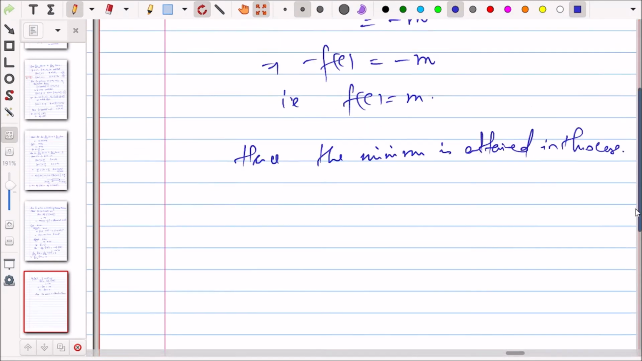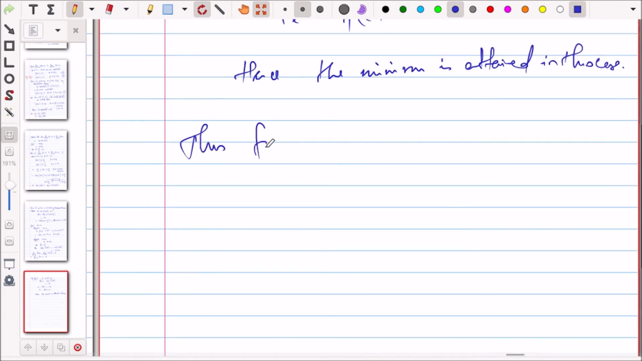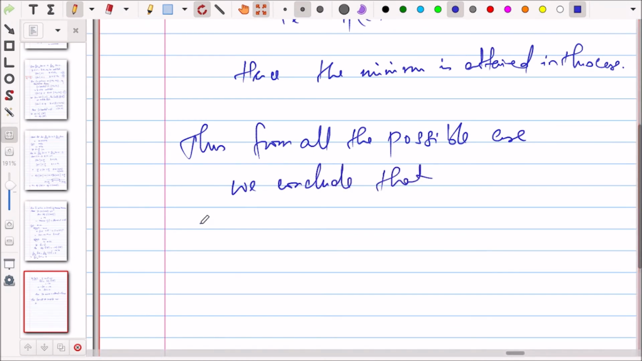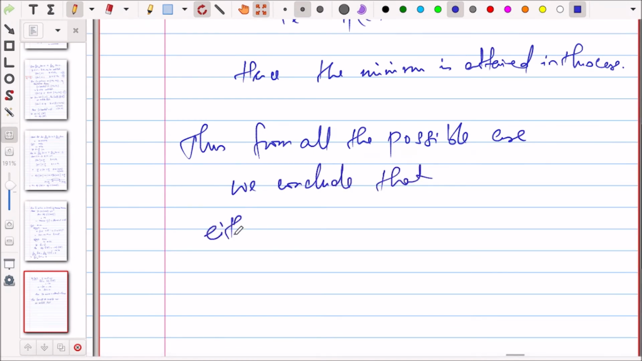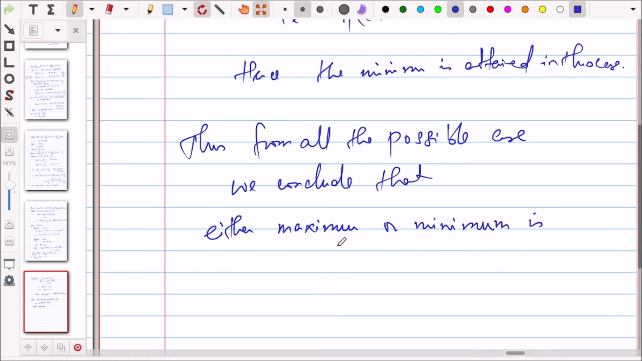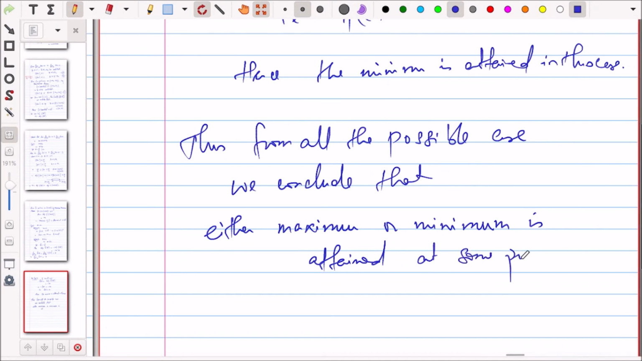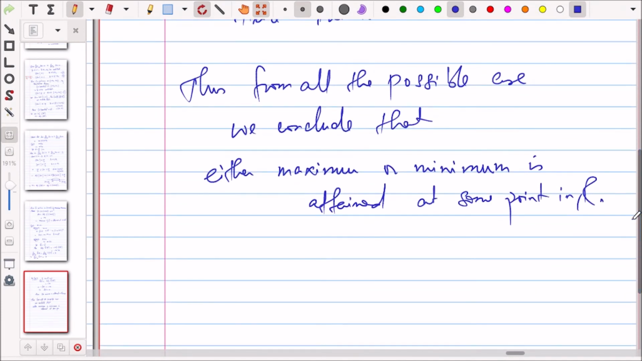Thus from all the possible cases, we conclude that either the maximum or the minimum is attained at some point in R. So this proves part 1 of this question.